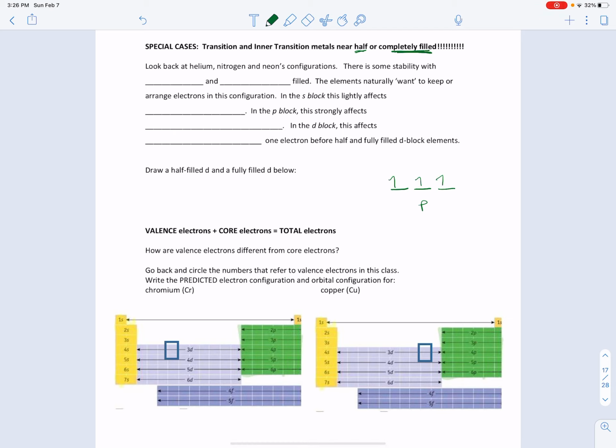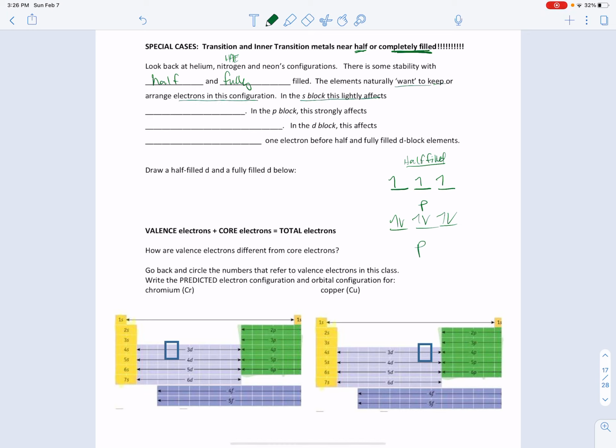So right here, this would be an example of half filled. There is stability associated with being half filled. There's even more stability associated with being fully filled. And this would be fully filled right there, where everything is all paired up. It's really important to keep these in mind. So if you look at helium, nitrogen, and neon's configuration, they all have some amount of stability. They are half and fully filled. This one's the half. They naturally want to keep or arrange their electrons in this configuration.